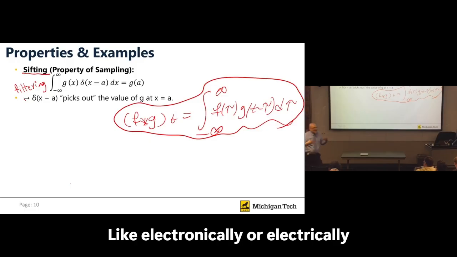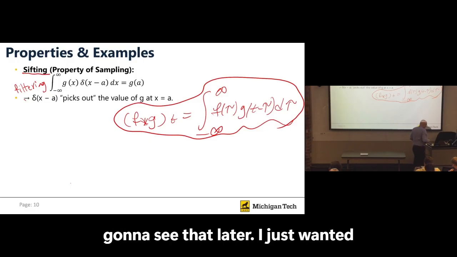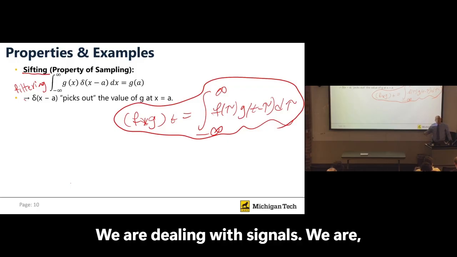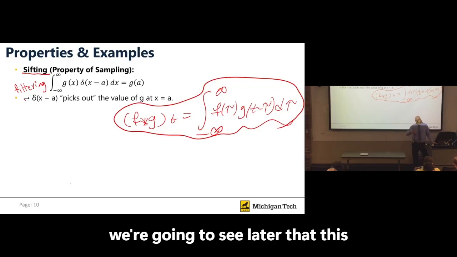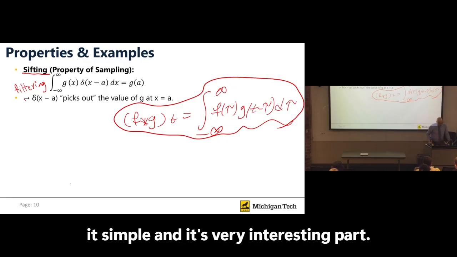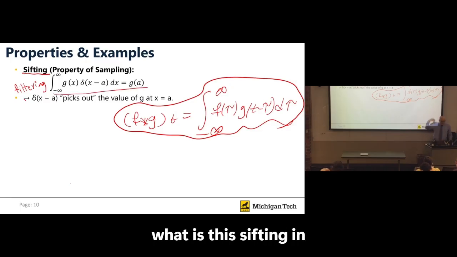Like electronically or electrically explaining that. Okay? So we're going to see that later. I just wanted to see what we are dealing with. We are dealing with signals. We're going to see later that this can be in the frequency domain, and it makes it simple. And it's a very interesting part. Anyway, I just wanted to mention that to see what this shifting in the Dirac function is.